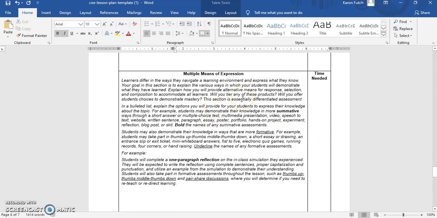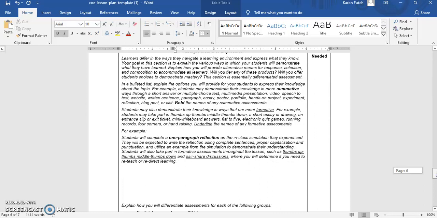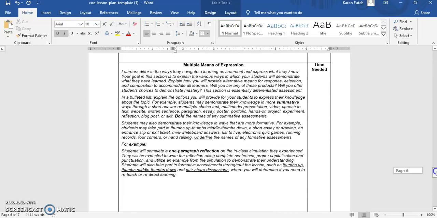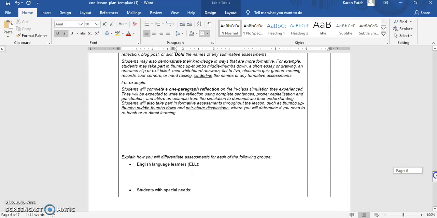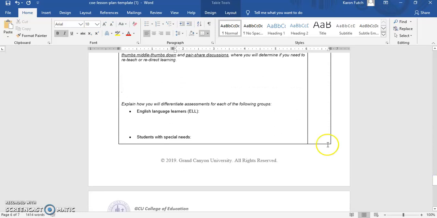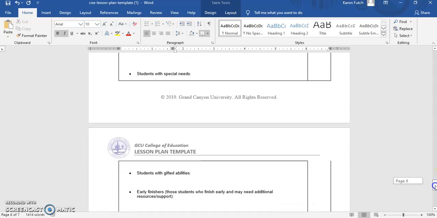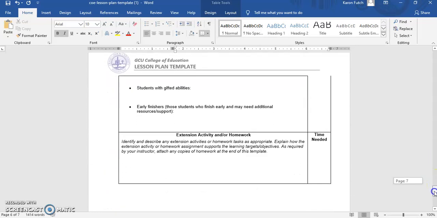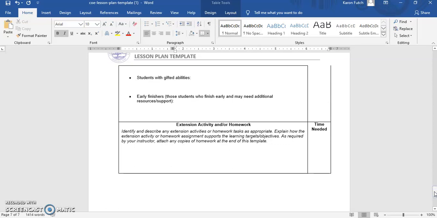For multiple means of expression, this is how you assess them. What are you going to do to show that they met the objective? You have to take into consideration all your different types of learners. So some may need a different type of assessment.